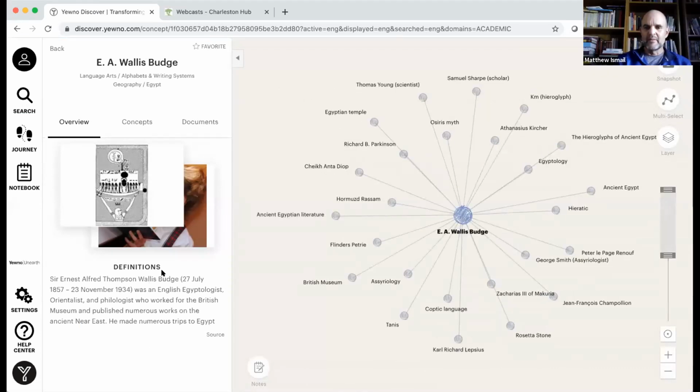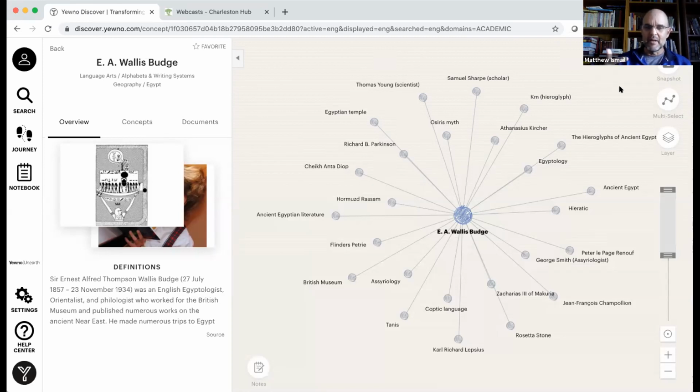So when you're writing about somebody like Wallace Budge, an Egyptologist in the Victorian days, you can see that he is at the center of the constellation, along with all the things that we relate to him: Egyptology, Flinders Petrie, who was one of his competitors, really. He worked in the British Museum. He studied all sorts of different topics around ancient Egypt. Hormuz Rassam was an explorer with whom he had many conflicts.